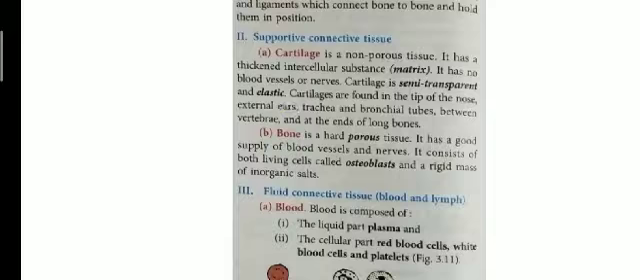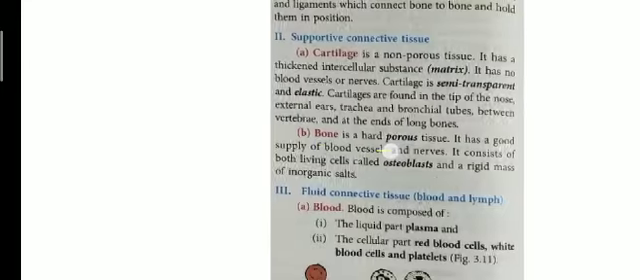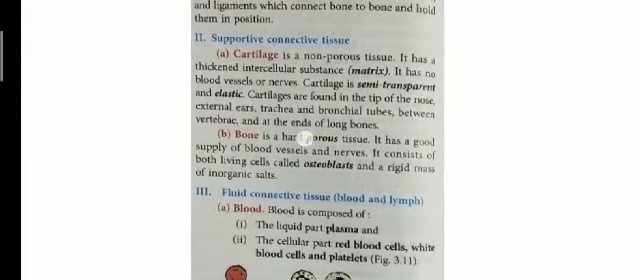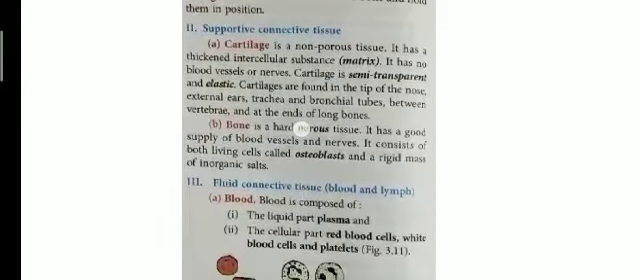And where is it found? It is found in the tip of our nose, external ear, trachea, windpipe, bronchial tubes, between the vertebrae and at the end of the long bones, the femur bones. So you should know the location.